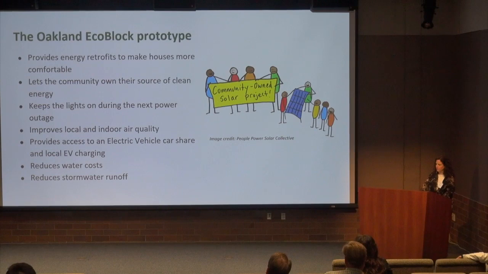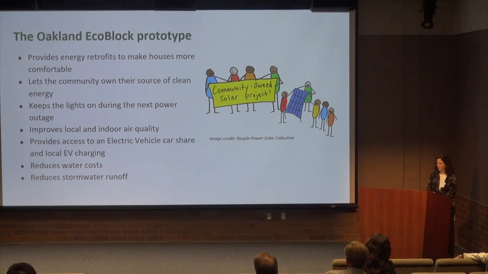So in terms of takeaways, we want to provide energy retrofits to make the houses more comfortable. That's what the people want, right? They don't want those drafts. They want to be comfortable in their homes. We're letting them own the source of clean energy and providing a source of resilience, keeping the lights on during the next power outage. I think we'll improve both local and indoor air quality with the EV car share, and then providing that EV car share and local EV charging, reducing water costs and reducing stormwater runoff.